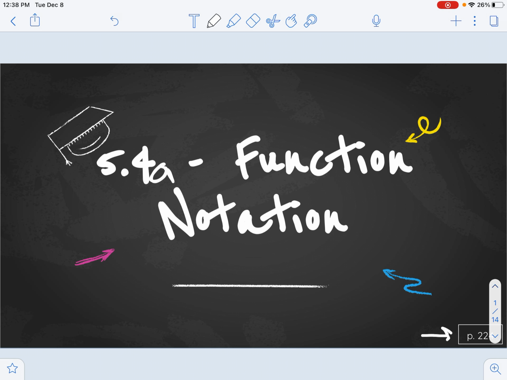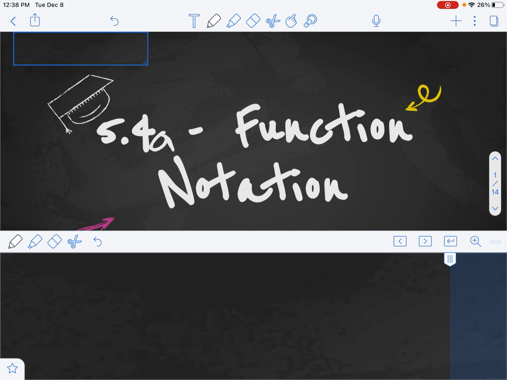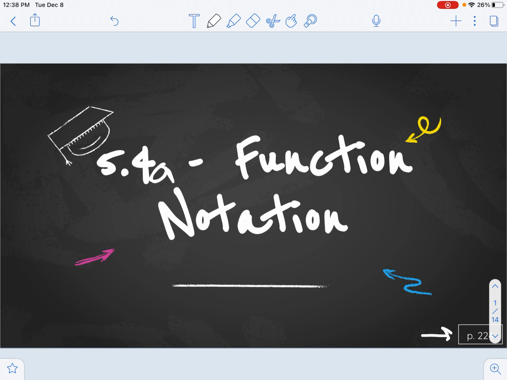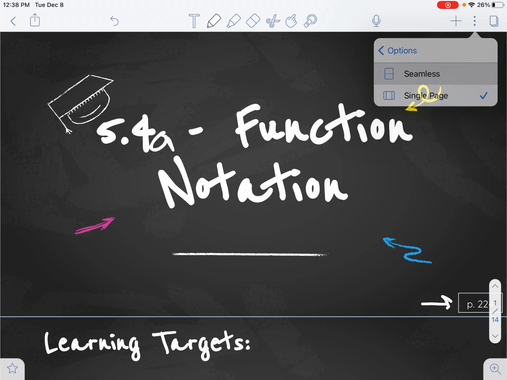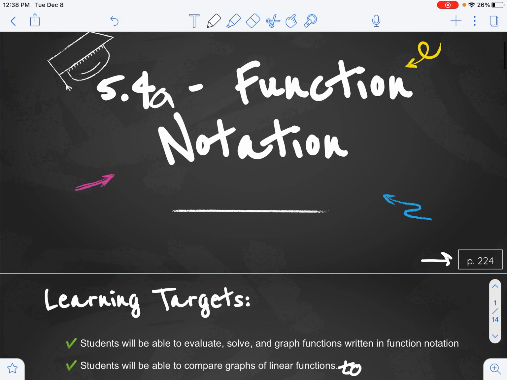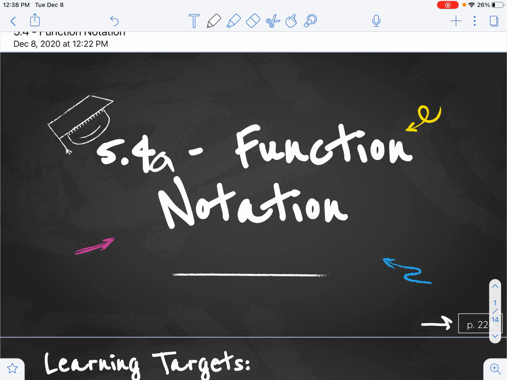I know you can't really see it. I don't know if I can move this arrow. Whoa, don't do that. But I can just switch the view. There we go. You can see we're on page 224, so you can get there if you would like.